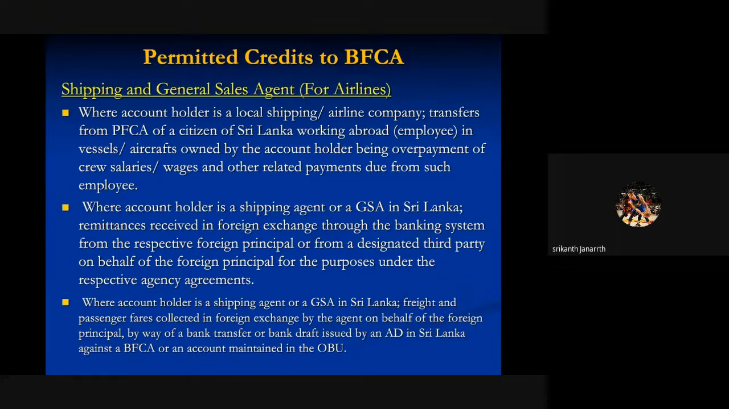Where the account holder is a shipping agent, or a general sales agent in the case of an airline, remittance is received from the banking channel from the respective principal or a designated third party on behalf of the foreign principal for the purpose of services. So there is an agency agreement under which you are supposed to get paid for the service that you offer. The agent has to get the money because the agent is doing all the services. So there is a service agreement entered with the principal, and certain amounts will be paid for the service. As per the agreement, the money can come from the foreign principal.